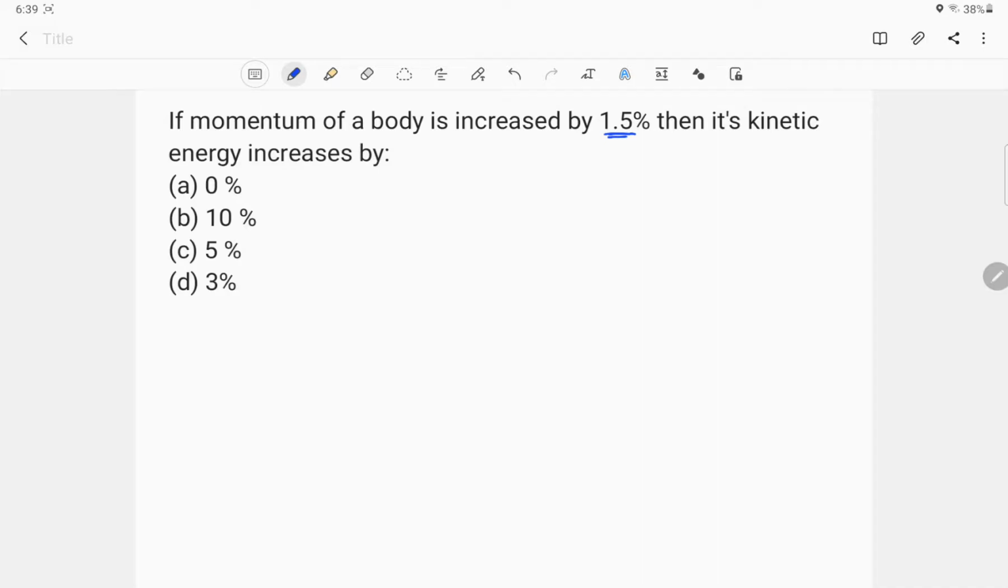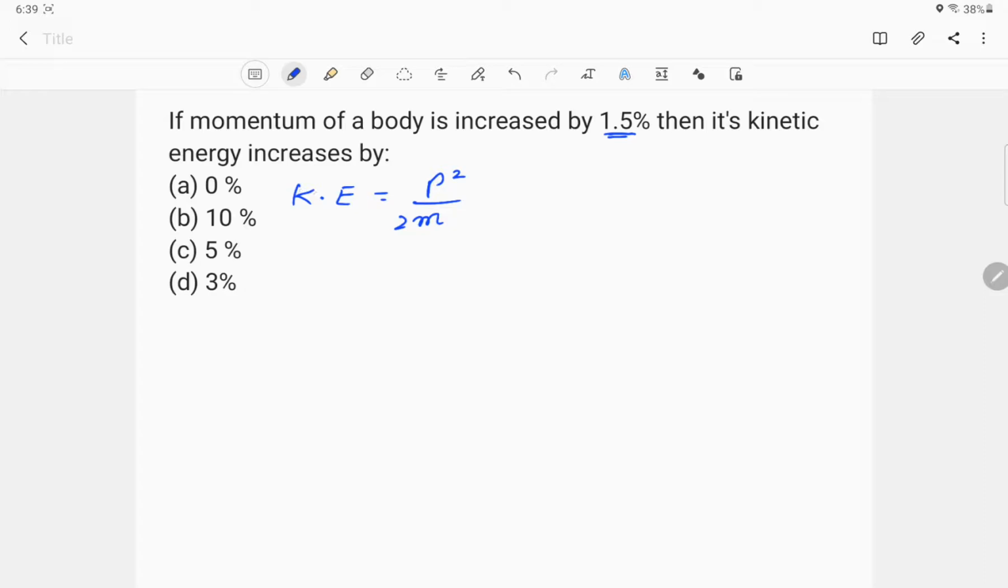First we have to recall the relationship between kinetic energy and momentum, and you know that kinetic energy is equal to p square over 2m. This is the relationship between momentum and kinetic energy. Actually, we have to determine the percent change in kinetic energy through this equation.